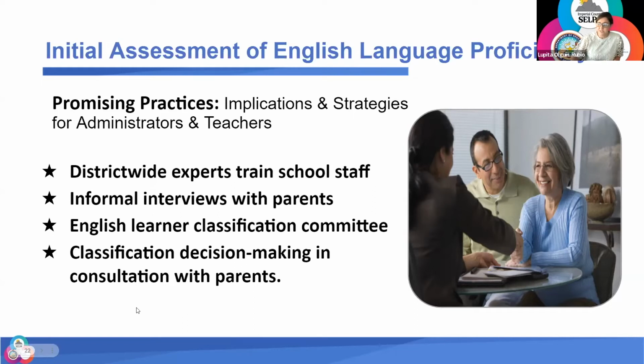Perhaps even establish an English learner classification committee that's in charge of this process and the tools that are used to gather and take a closer look at this information, as well as make decisions about EL status classification, and establish a protocol for how to address when misclassification needs to be changed, when classification needs to be changed.